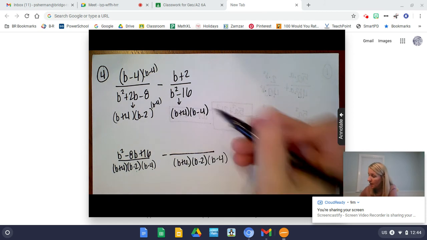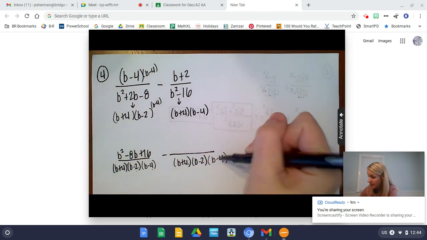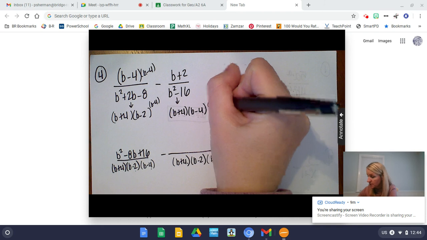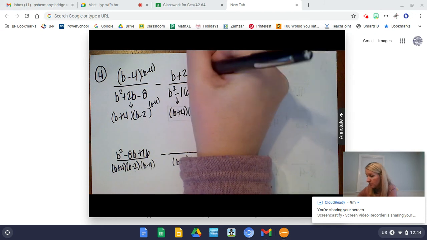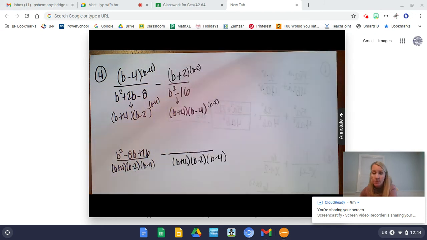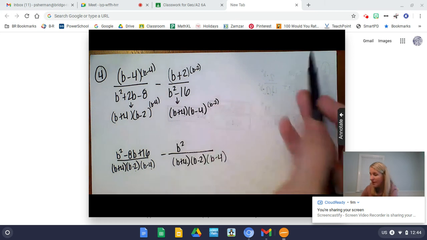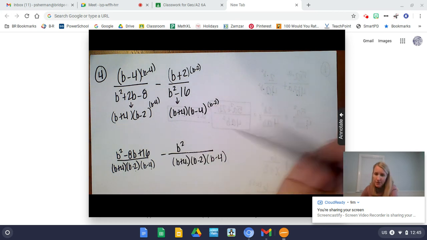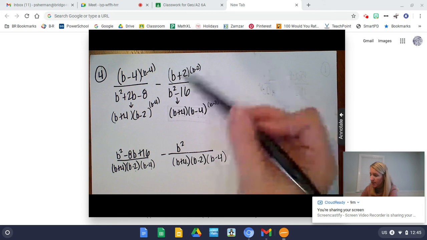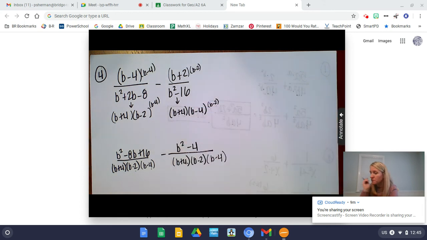And then over here, I have b plus 4 and b minus 4. I'd have to multiply by b minus 2. Same thing with the numerator, once again just a distributing problem. That would give me b squared. I would end up with minus 2b plus 2b, so I wouldn't have a b term because they cancel. So I'm going to write it, and then that would be minus 4.